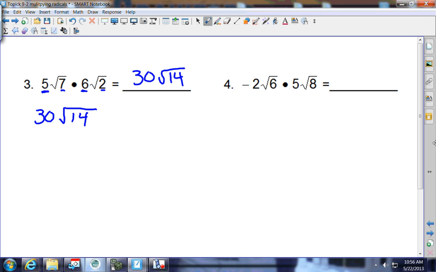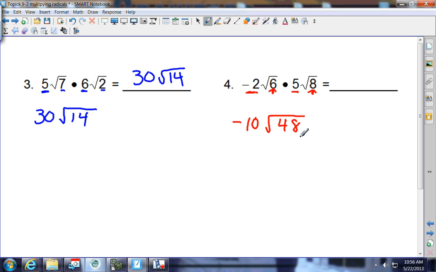Now, number 4. Multiply the numbers out front. Negative 2 times 5, negative 10. Multiply the numbers underneath the square root sign. 6 times 8, 48.